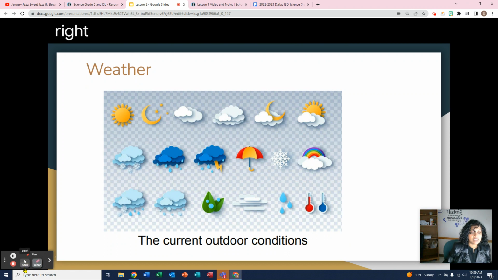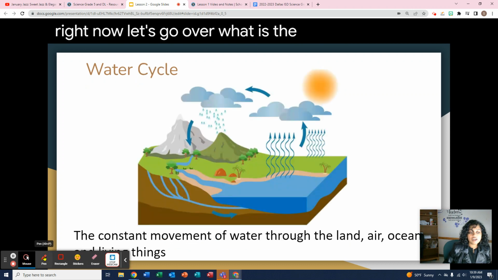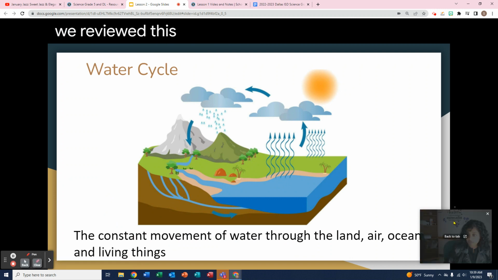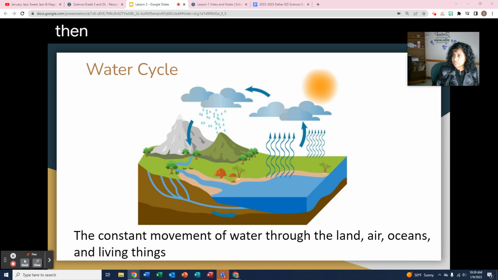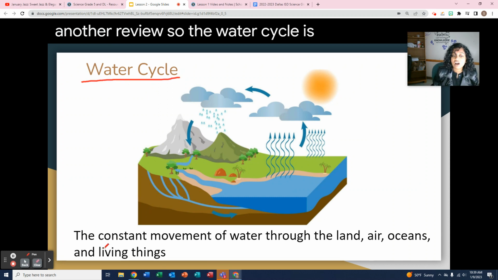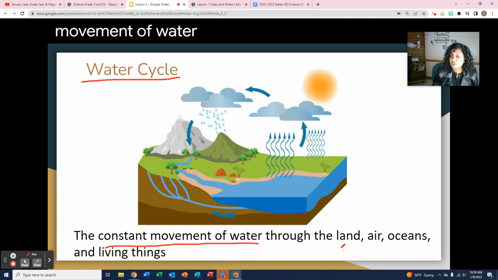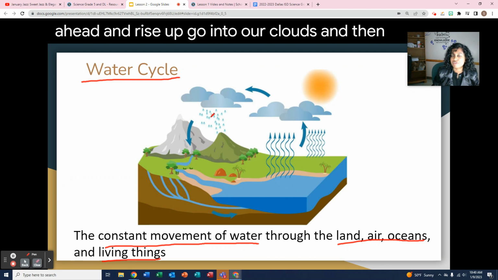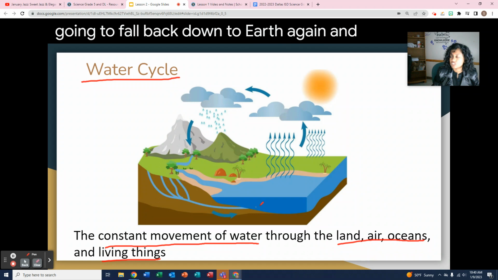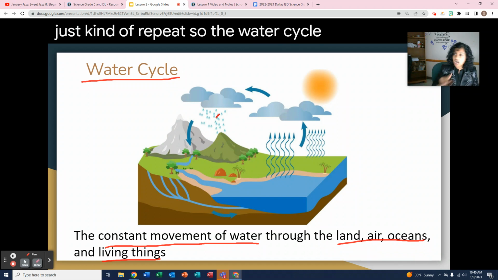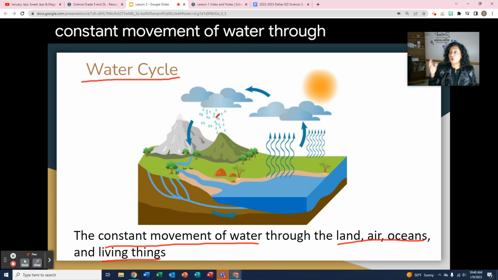All right, now let's go over what the water cycle is. We've reviewed this a few times before with me, and also in previous grades, but let's do another review. The water cycle is the constant movement of water through the land, air, oceans, and living things. Right over here, we'll see a pool of water. It's going to rise up, go into our clouds, and then fall back down to earth again. And then it'll just repeat. So the water cycle is just the constant movement of water throughout the earth.